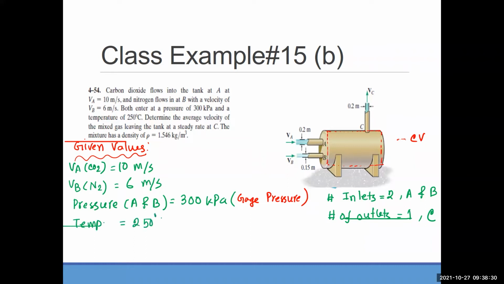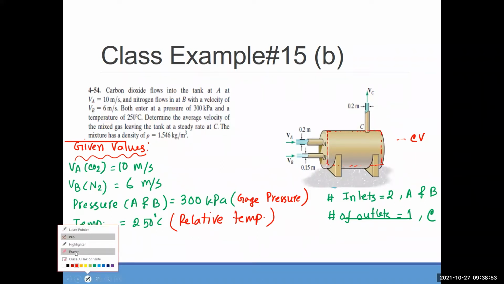What else do we know? Temperature 250 degrees centigrade. Now from the unit, it's not Rankine, it's not Kelvin. So the temperature is relative, not absolute. Yes, good. Okay, so I'll make a note of that one also.